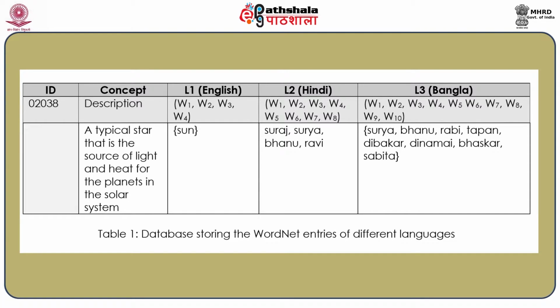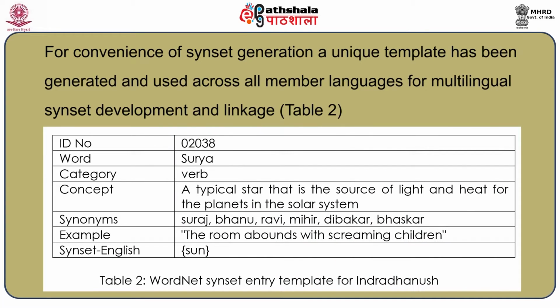The next column is language specific as the case may be, Bangla, Gujarati, Kashmiri, Konkani, Odia, Punjabi and Urdu. For convenience of synset generation, a unique template has been generated and used across all member languages for multilingual synset development and linkage. Here is an example which gives the number of word, the category, the concept, the synonyms, the example and synset in English.